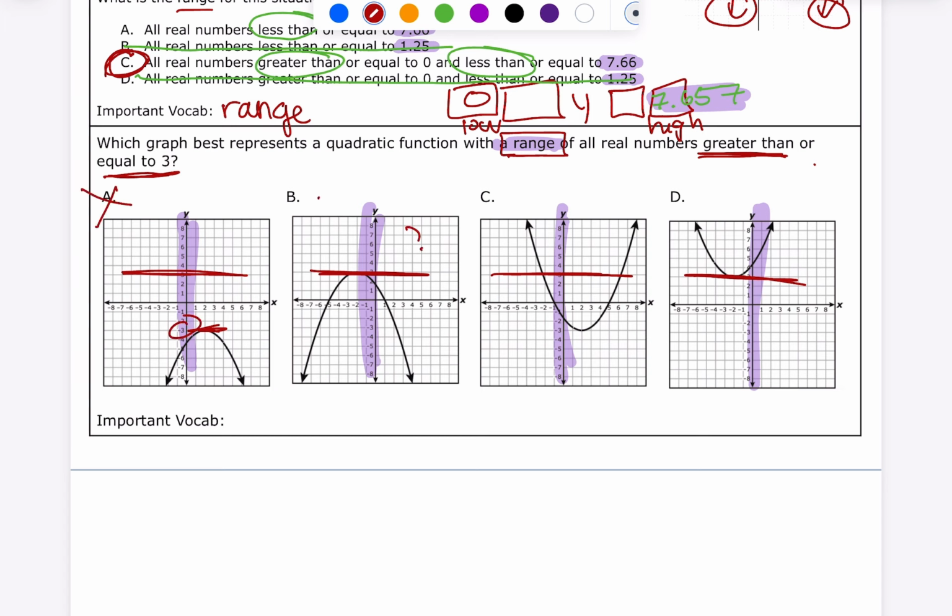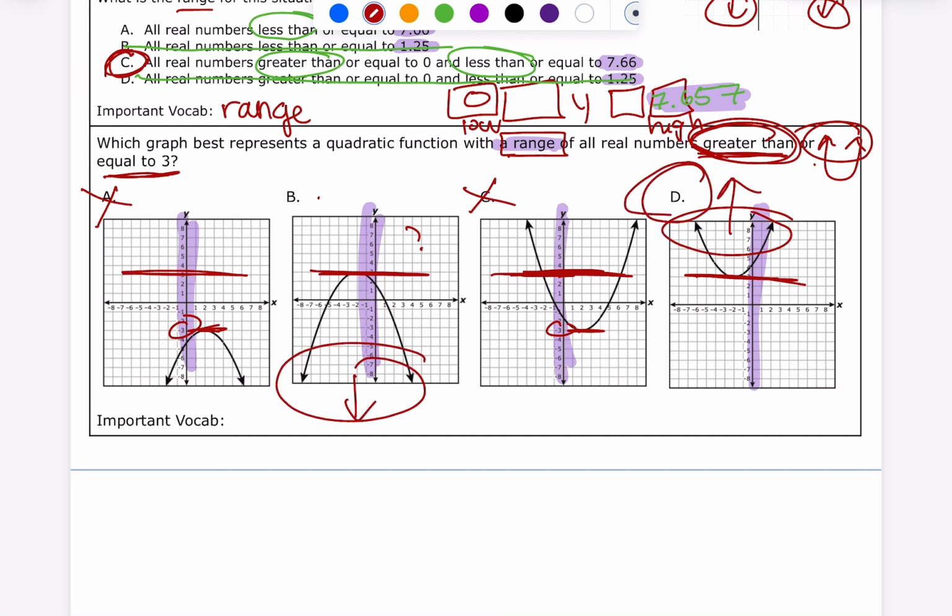Not good. B, maybe. C, our lowest number is -3, so it can't be C. And then D, maybe. Now, it says greater than. And to be greater, you have to go up. You have to point up. So B points down, D points up. D would be my answer.